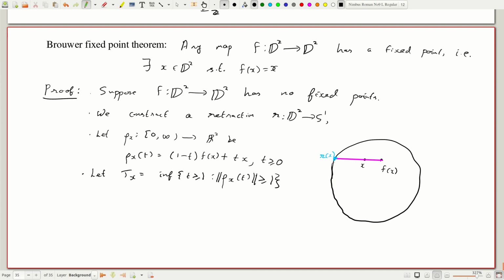Okay, a special case here is quite important. Suppose x was actually on the boundary of this circle and f of x was somewhere. It could be in the interior or it could be on the boundary. We'll do the interior case in a moment. Then what we do is we draw this line. Oh, it's not a line here. So we draw this line, and the first time that it hits the boundary is actually t equals 1. So in that case capital T of x is actually 1.